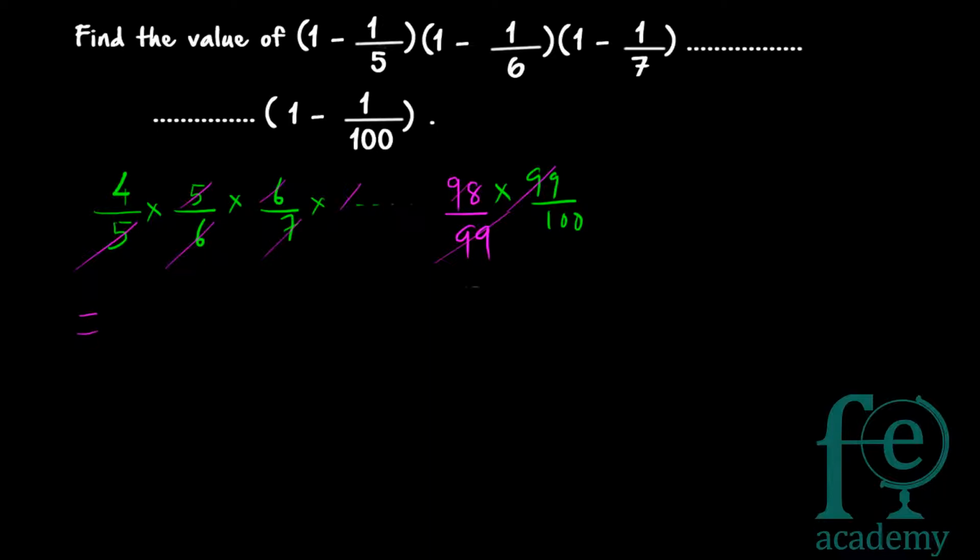So finally, the only terms remaining will be the first term here and the last term here. So 4 by 100 will be remaining. 4 will be remaining from the first term and 100 will be remaining from the last term. So you will be getting 1 by 25. So 1 by 25 will be the value of the given series.